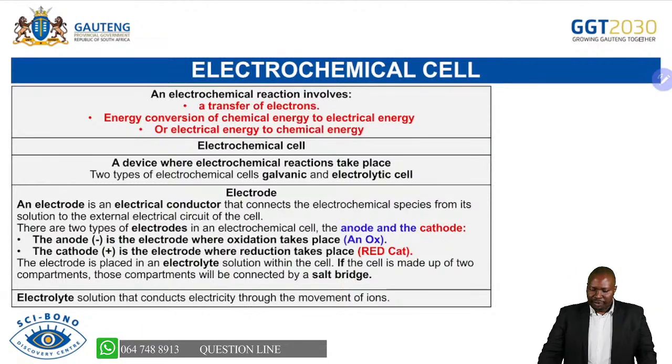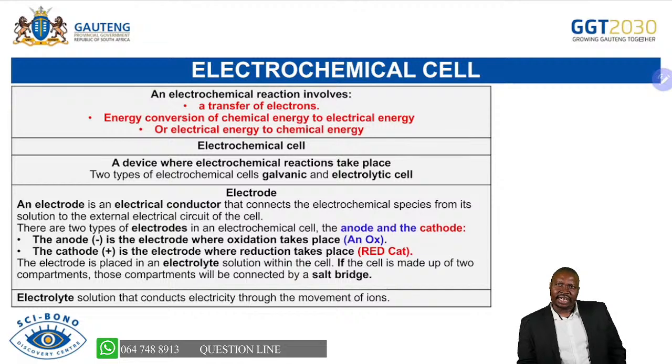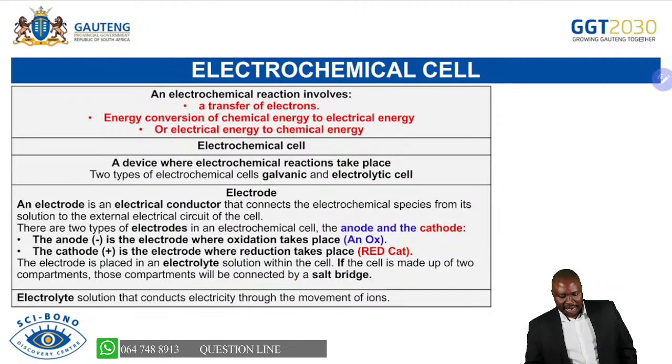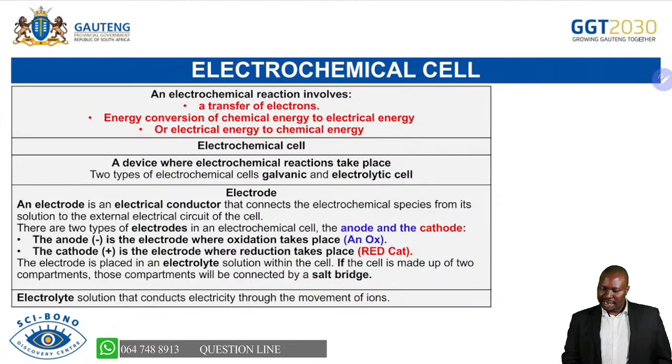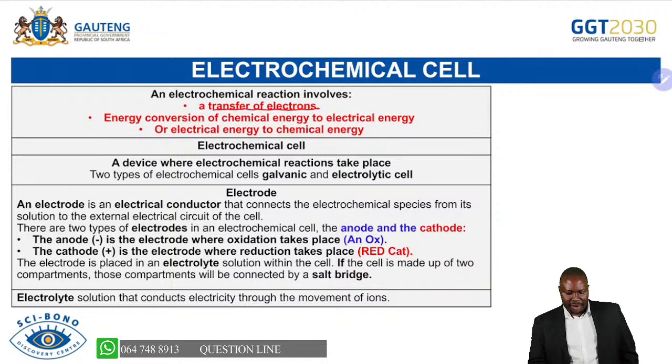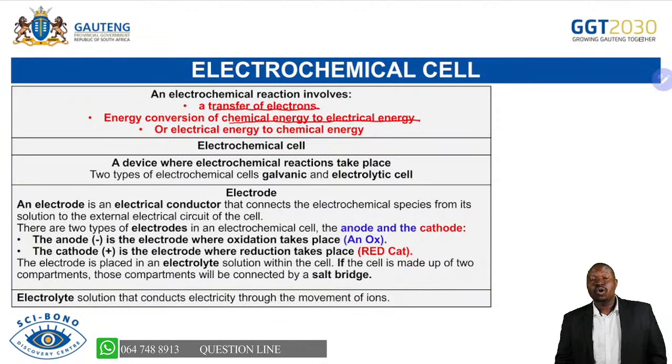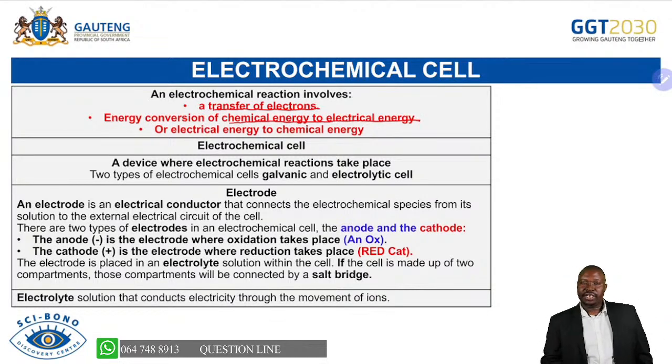Now, we arrive to grade 12. As you enter grade 12 electrochemical cells, this is what we are saying now. These electrochemical cells involve a transfer of electrons. And for a galvanic cell, energy is converted from chemical energy to electrical energy. It's important. When you say galvanic cell, you must know it's from chemical energy to electrical energy.